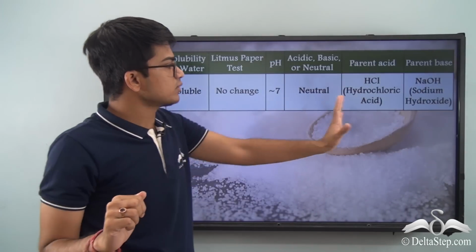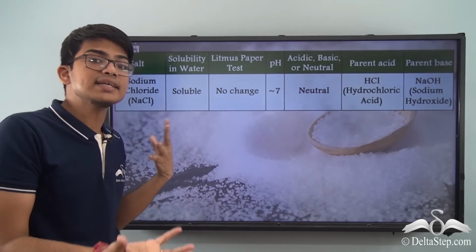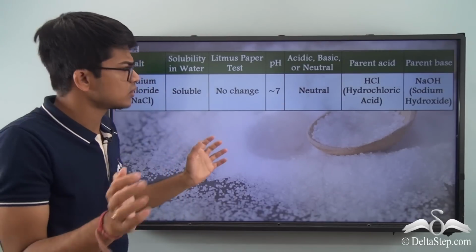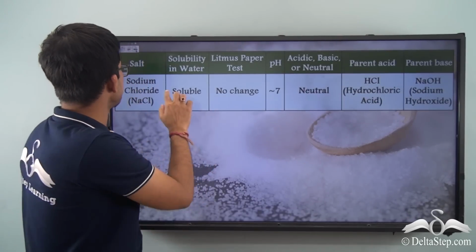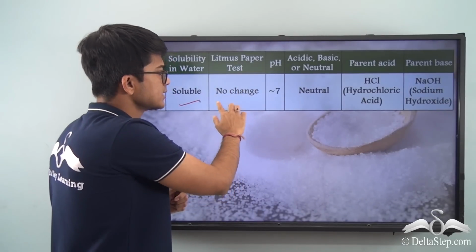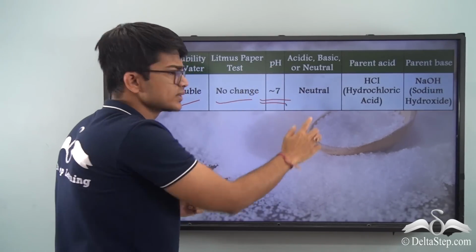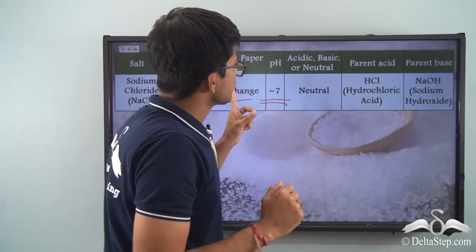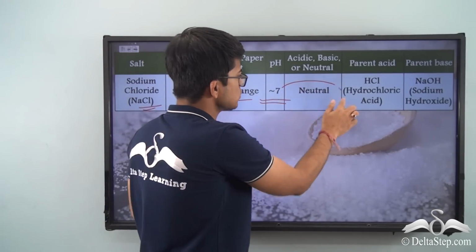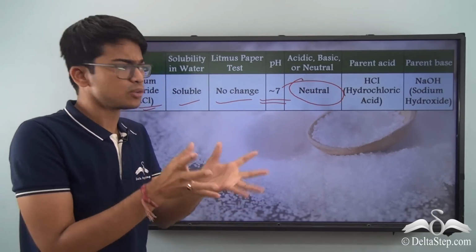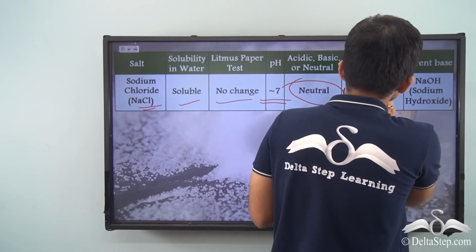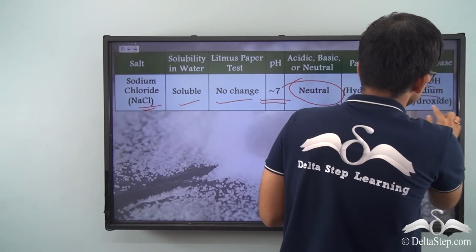Now we will be having a chart and try to analyze the result, and also why it is neutral or acidic or basic. So firstly we have sodium chloride, NaCl. Solubility in water is soluble. Litmus paper test, there was no change and the pH is around 7. Now we are judging that because the pH is close to 7, it's neutral. Of course we know that when pH is equal or almost equal to 7, it's neutral. But try to observe something. Here the parent acid is hydrochloric acid and the parent base is NaOH, that is sodium hydroxide.